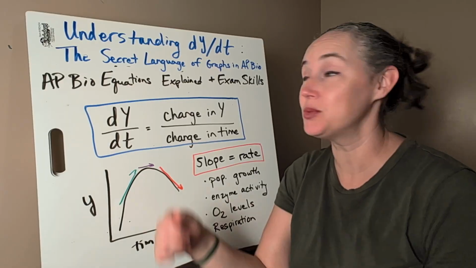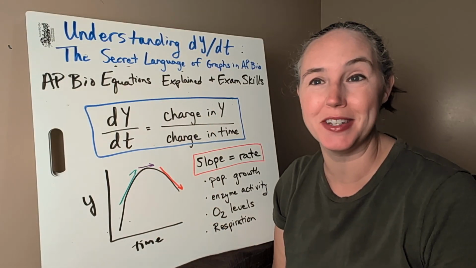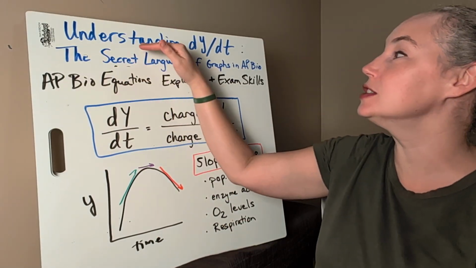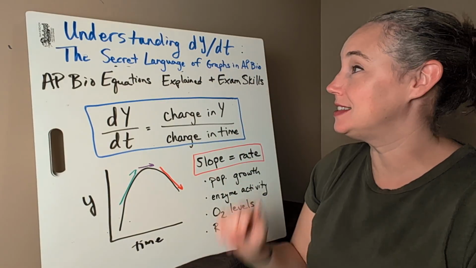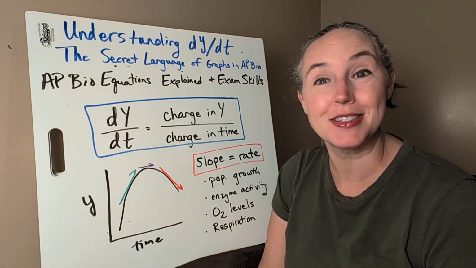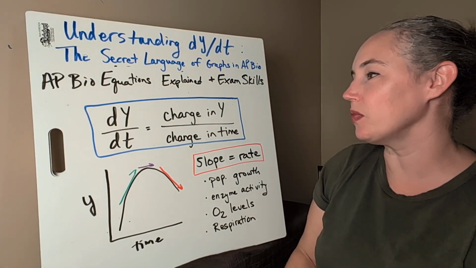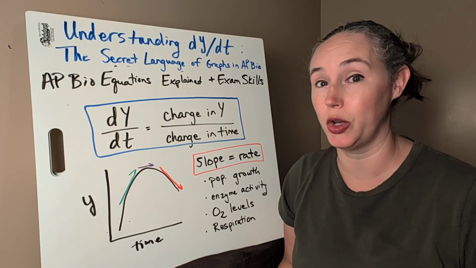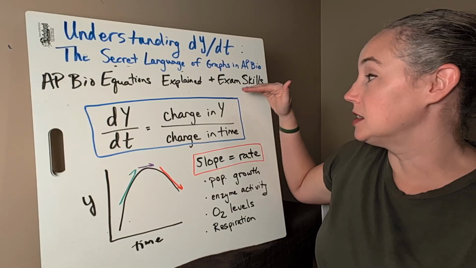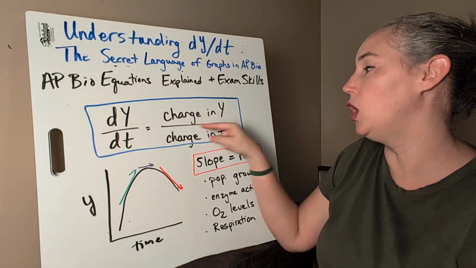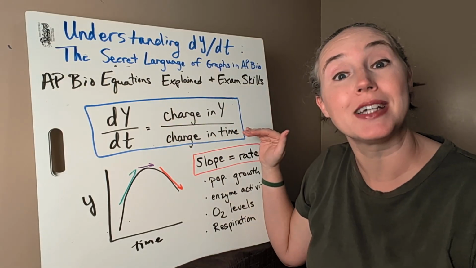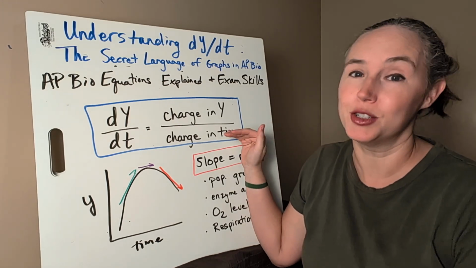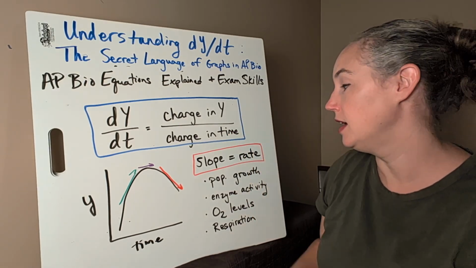Today we're combining this with an AP Bio exam skills video to look at understanding dy over dt, the secret language of graphs in AP Biology. dy over dt can be found on the second page of the AP Bio formula and equation sheet. It just means the change in y over the change in t, or time. These variables are also defined on the formula sheet.